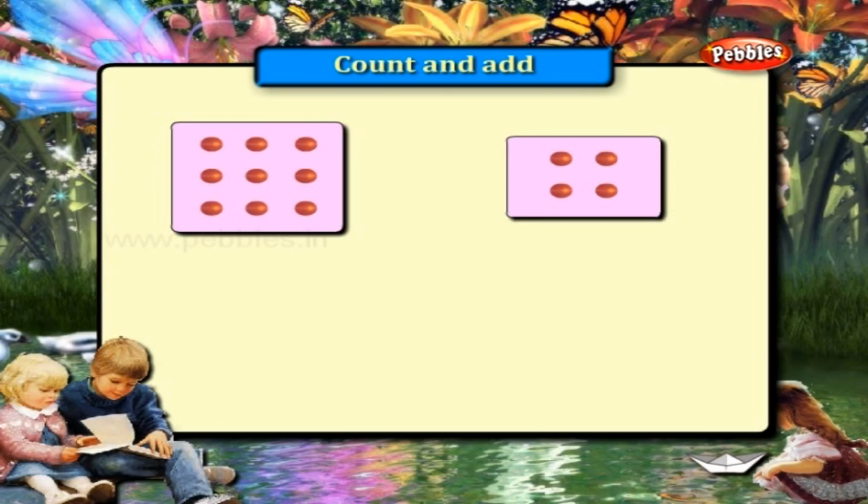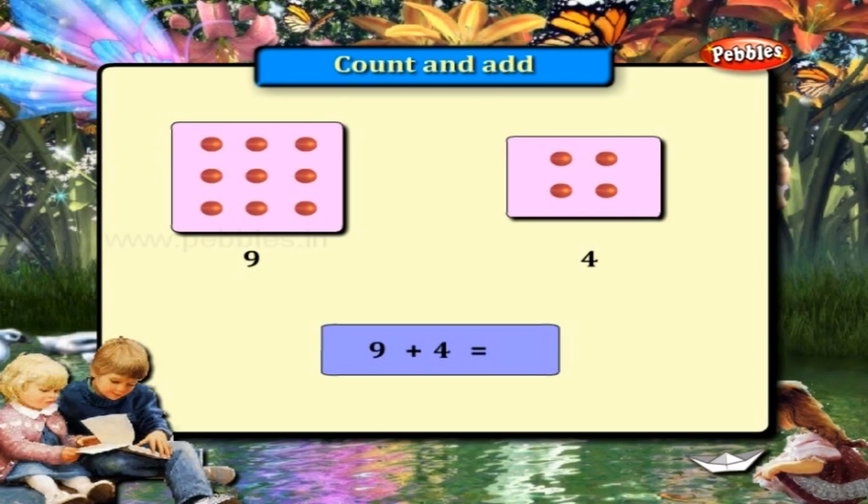Let's count the dots in this box. 1, 2, 3, 4, 5, 6, 7, 8, 9. In this box, 1, 2, 3 and 4. So 9 plus 4 is equal to 13.